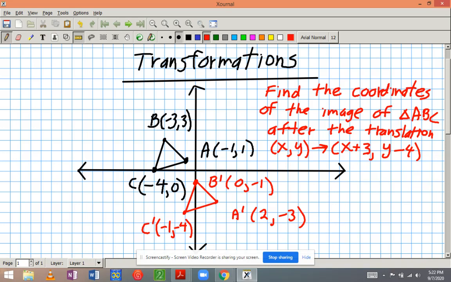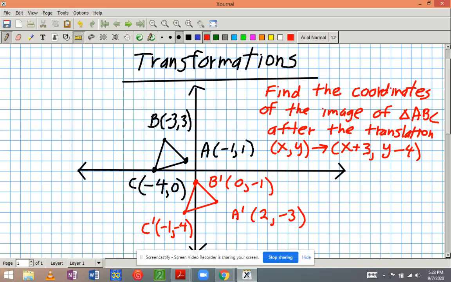And then the last type of transformation we had today was a translation. That's just when every point in the pre-image is moved in the same direction to get the image. So we had a little notation that went with that. So the notation would tell you how many points to the right or left you have to move, as well as how many points up and down that you have to move to get the image. And so that's called a translation, and it's also referred to as a slide.